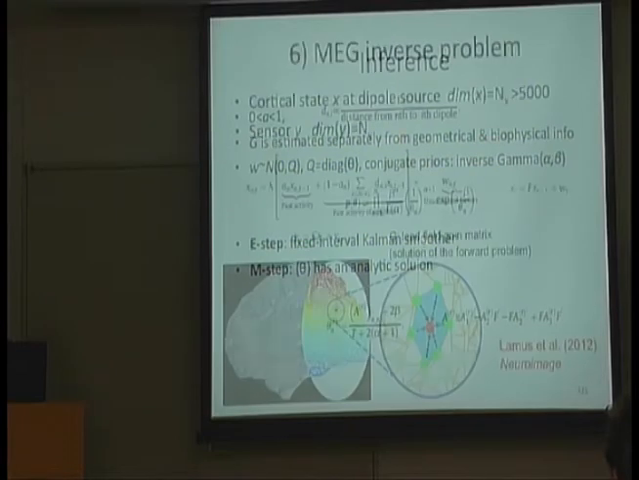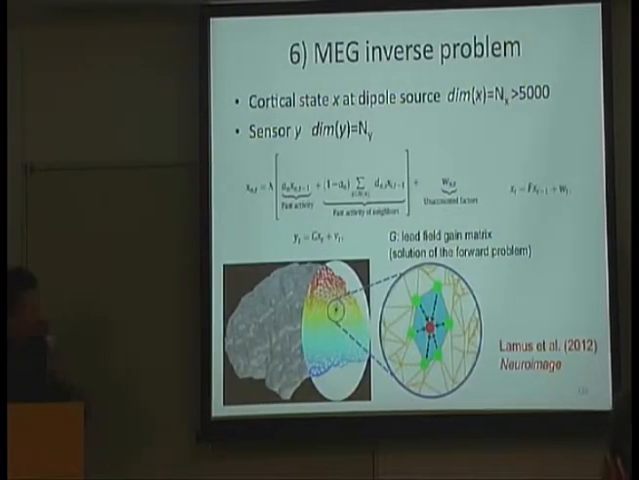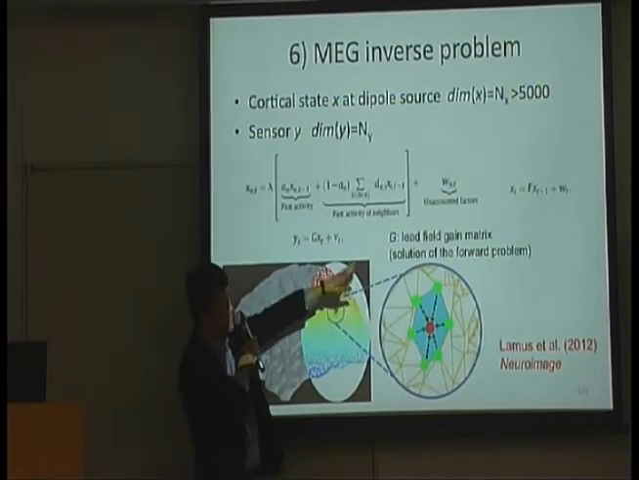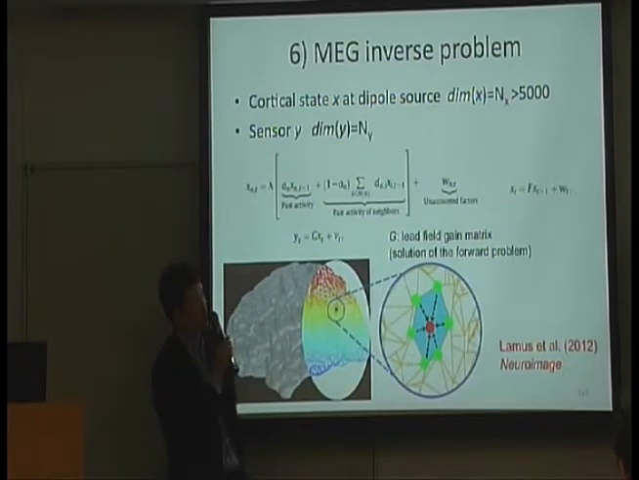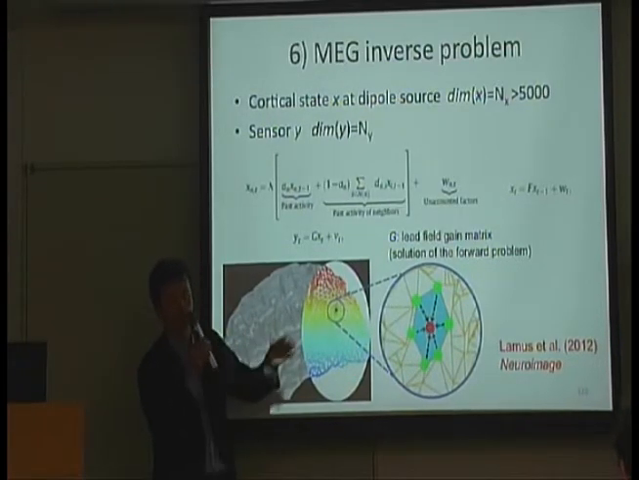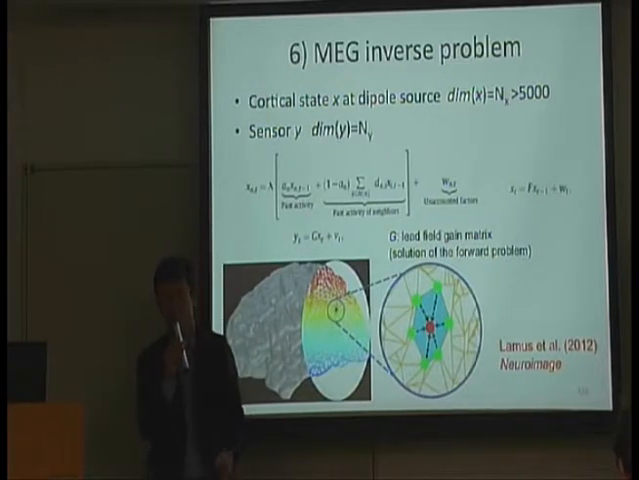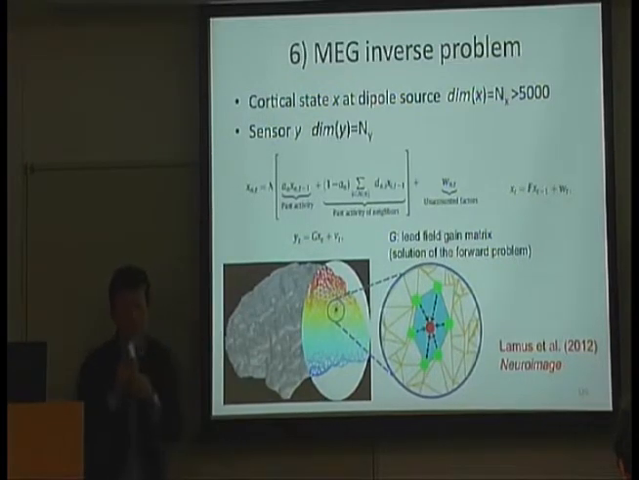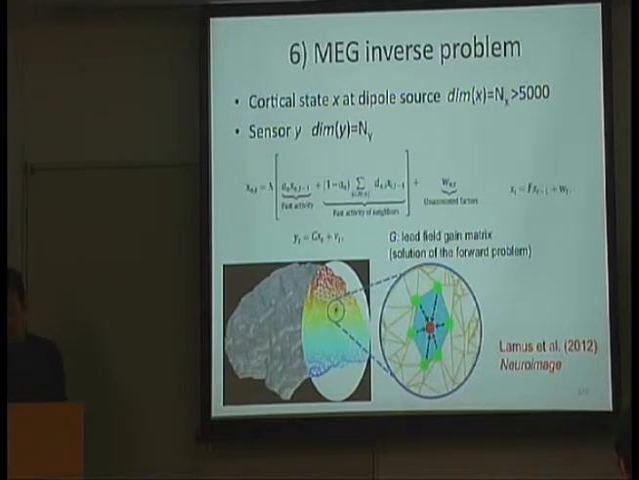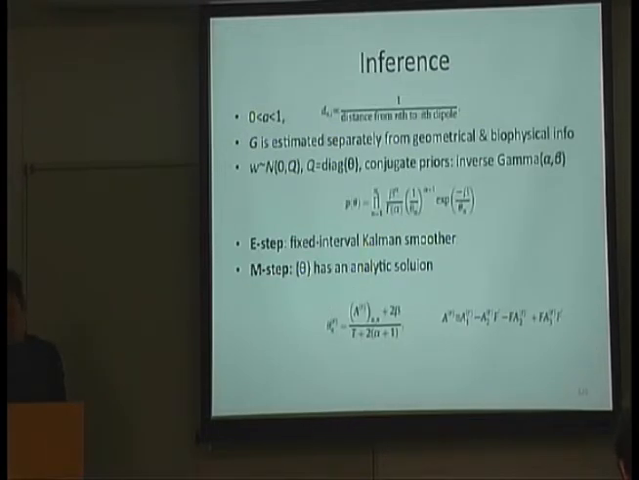And G, which is in the measurement equation, in this case represents the lead field gain matrix, which is the solution to the forward problem. And this is the backward, the inverse problem. This is the forward problem. I'm not an expert in this field, so I just repeat what they say. Basically, this G can be estimated separately from the geometric, physical information. I'm not able to comment much more than that.